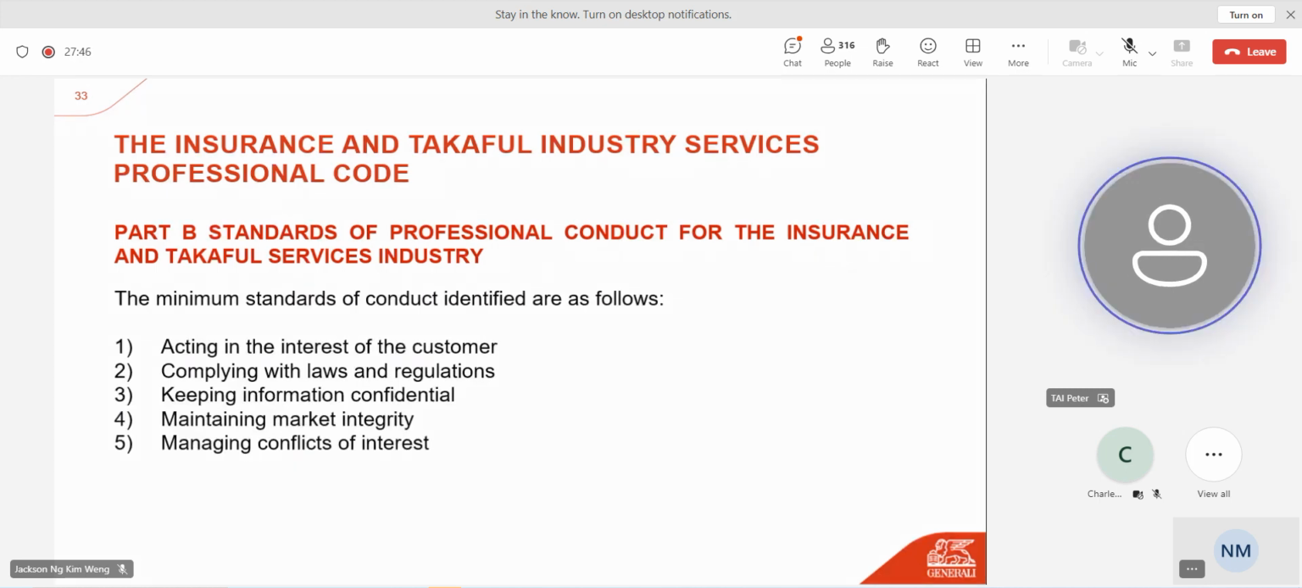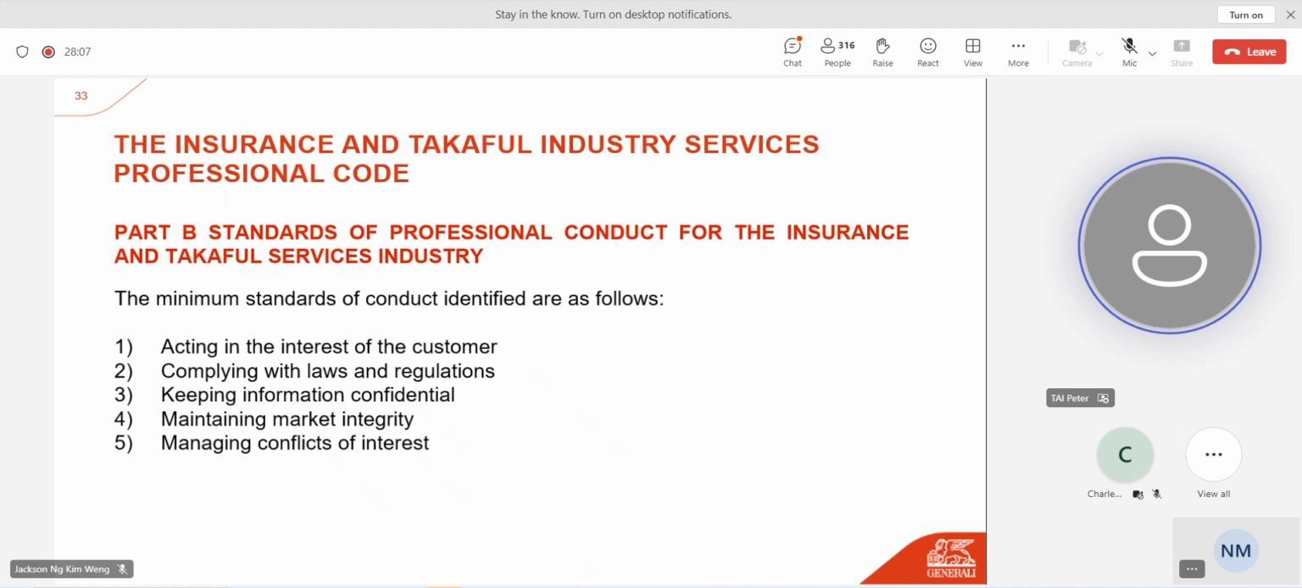You must always act in the interest of the customer. You must comply with the laws. You must keep all the information confidential, and you must maintain market integrity. That is, not compromise on integrity, and always be able to manage conflict of interest. I'm going to touch a bit on managing conflict of interest.